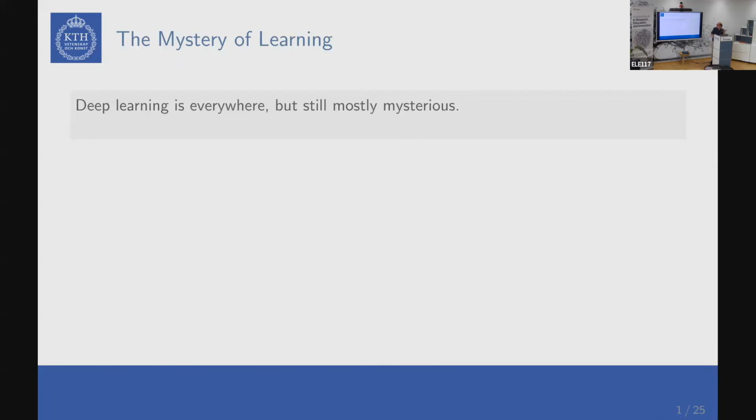Machine learning, deep learning especially, is everywhere, right? But still, we kind of don't understand it well. So not only don't we understand, at least from a mathematical perspective, how neural networks work, but actually, we don't even really know what type of mathematics we should use to understand deep learning.